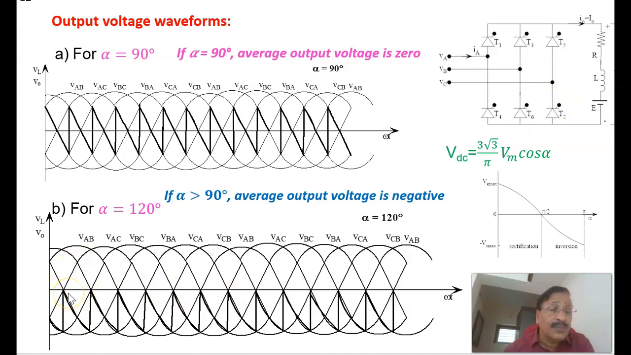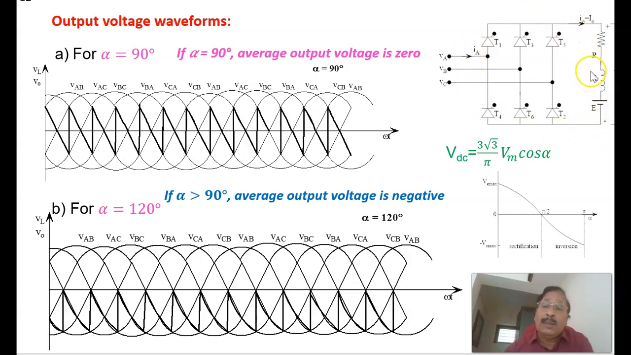Here, again, you can plot based upon the thyristors that are conducting. The corresponding voltage waveform is like this one. And here you can say if you take an average of this one, you'll be getting a negative voltage here. Therefore, if the firing angle is more than 90 degree, then the polarity of the voltage here as per this one is negative.